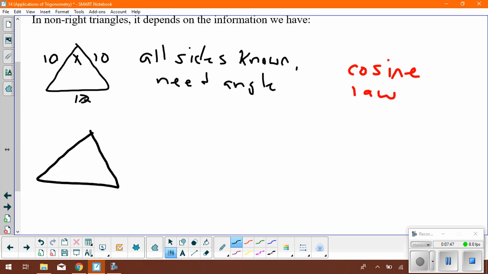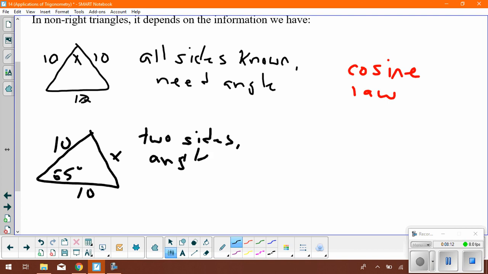Okay, the other case for cosine law is when I know two of the sides, and I have the angle in between them. So let's say that was like say 65. And I'm looking for the other side. So if we know two sides and the angle in between, this one is also cosine law.